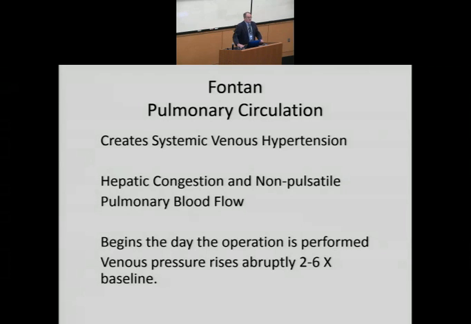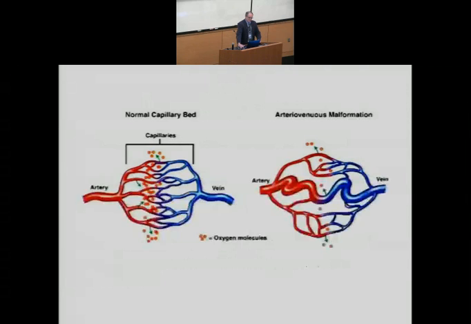On that day, the venous pressures rise abruptly by about 2 to 6 times baseline. And so everything that cardiologists do and surgeons do is trying to select out the best patients who will benefit from this procedure. And so we spend a lot of time in the cath lab measuring all these numbers before they go for the Fontan.